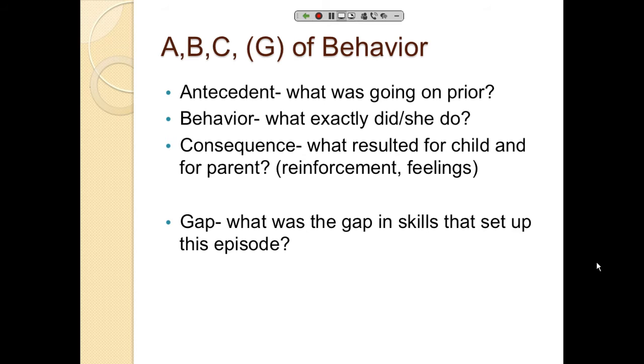So the gap in skills at school included practically all of his schoolwork because he is actually in a general education classroom, but he does have a one-on-one aide, but he's not able to do any of the work in school. But what could the gaps in skills be at home?